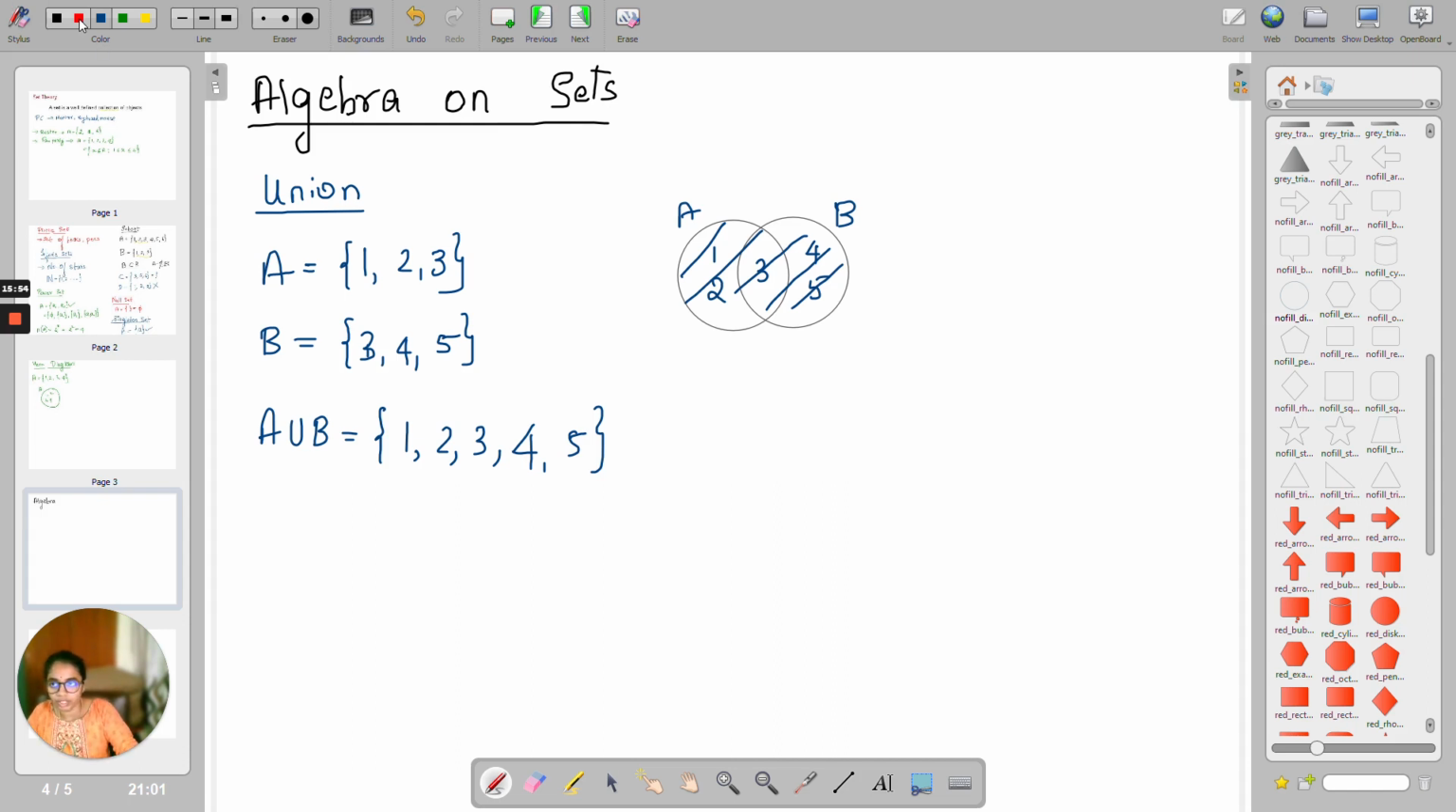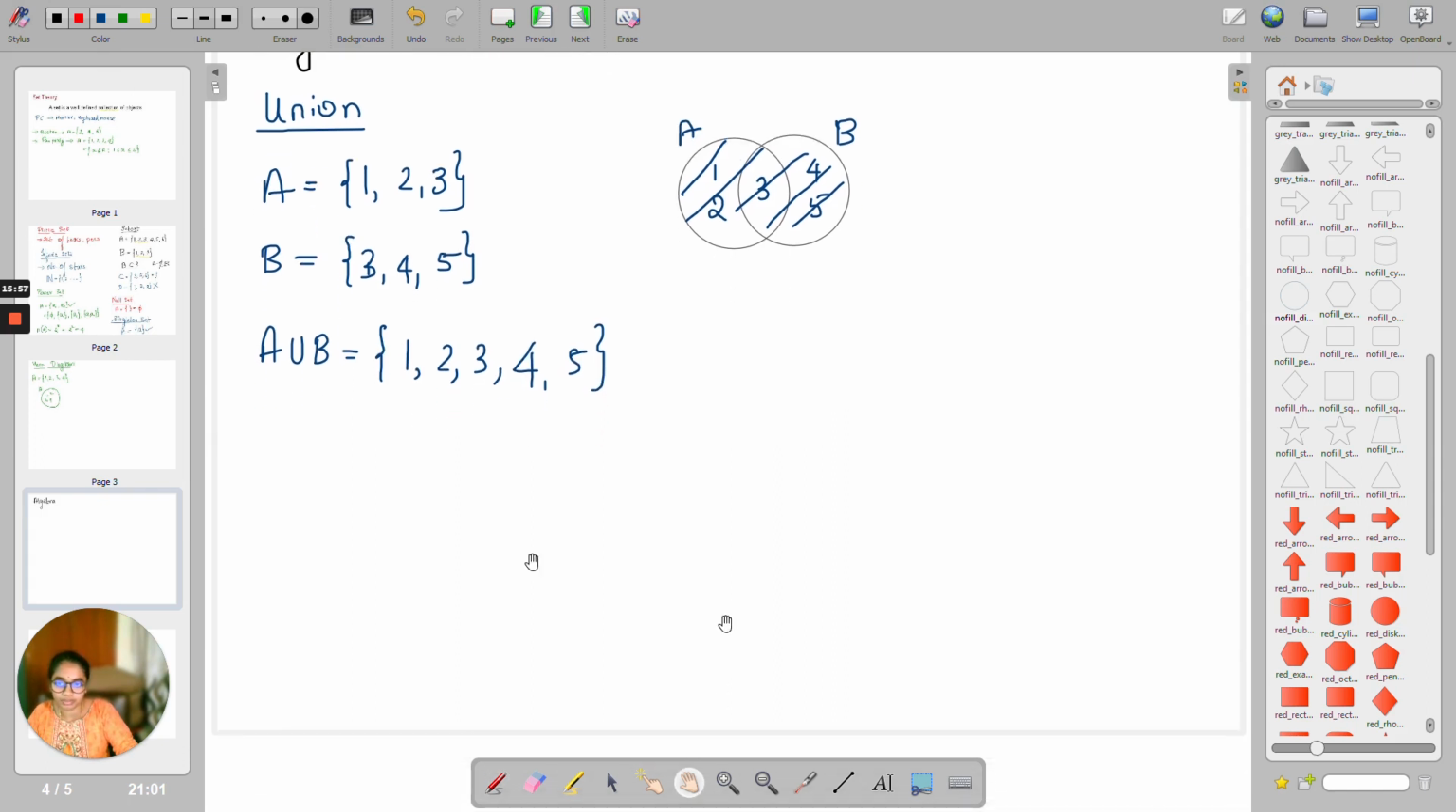Next, what do you mean by intersection? Okay, what do you mean by the word intersection? So intersection basically means, let me take the same example, A intersection B. This is the symbol that denotes intersection and this is the symbol that denotes union. Okay, so A intersection B is, you write only the common terms from the sets A and B.